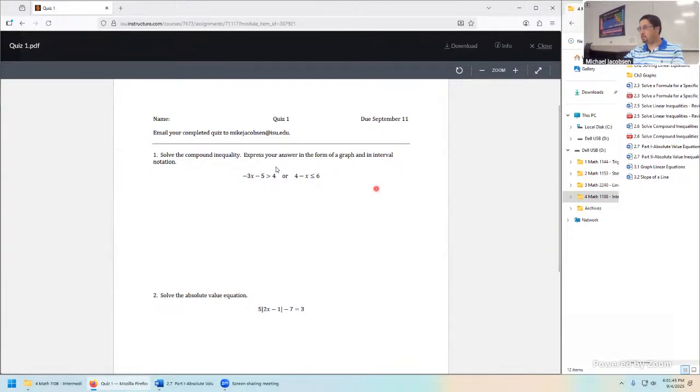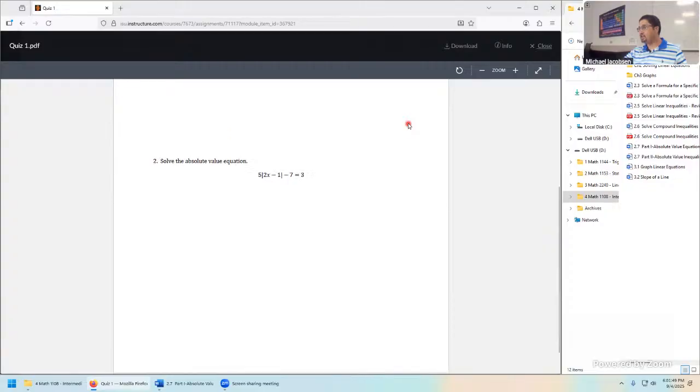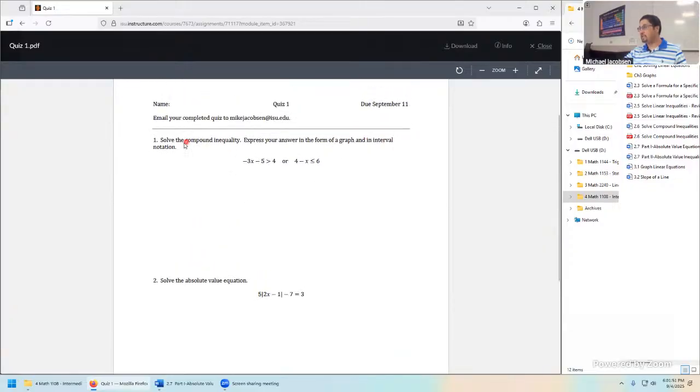So pretty much it's just a basic quiz number 1, due date, and just the 2 problems that you see right here. This one's on solving a compound inequality, and this one's solving an absolute value equation. We'll do one of these again just to start out class once we get into the notes. So these are what the quizzes look like.